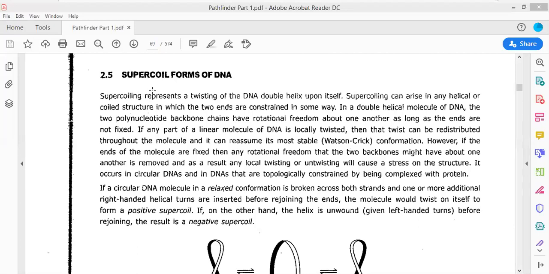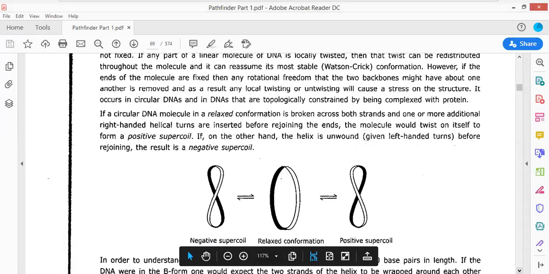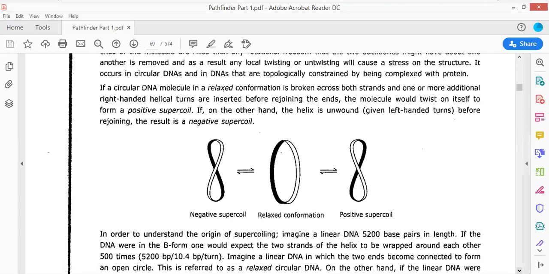So in my last lecture, I already told you about the supercoiled form of the DNA: that the DNA can be relaxed, negatively supercoiled, or positively supercoiled. Certain students were asking about the numerical part. The numerical part can be done from a book that is referred to as MCQ. I will be sharing that book with you, as well as the CSIR material in which numericals are given.